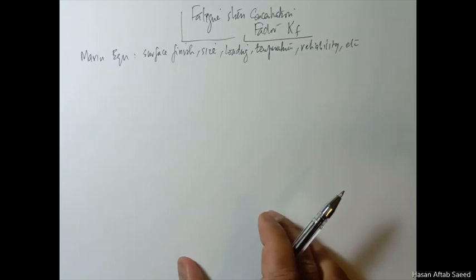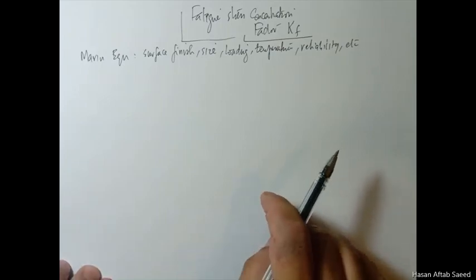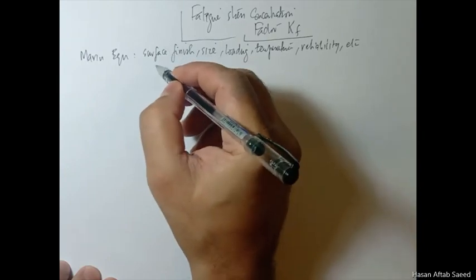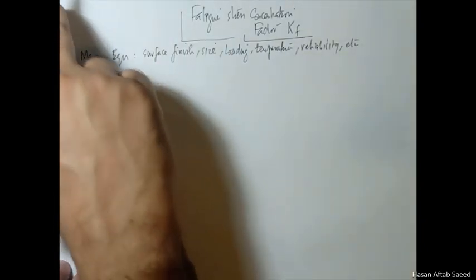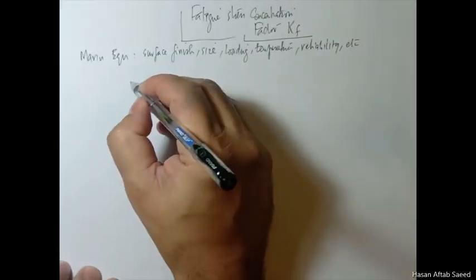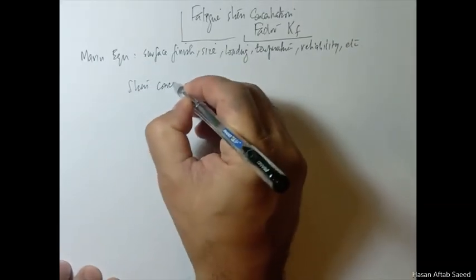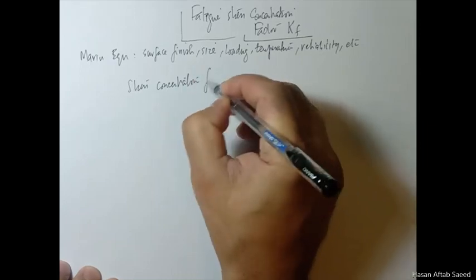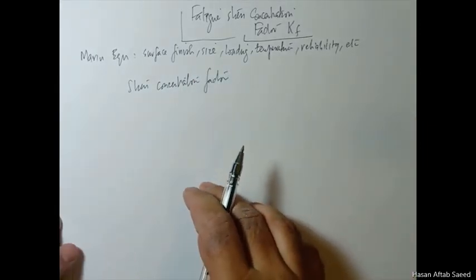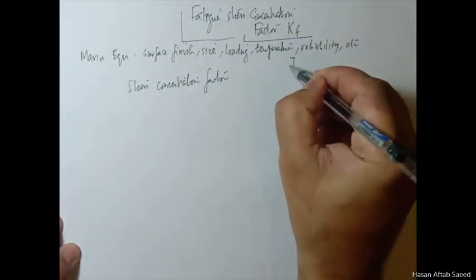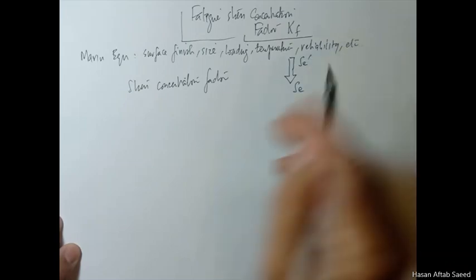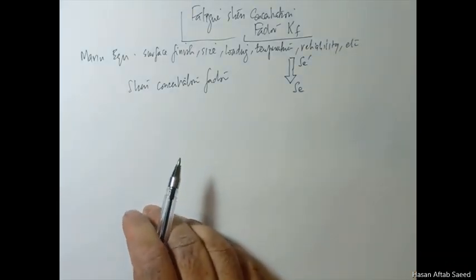The Marin equation that we have studied in the previous lecture catered for different factors: surface finish, size, loading, temperature, reliability. But one thing it didn't include was any talk of stress concentration. So, stress concentration factor wasn't even considered when we use the Marin equation to get Se from Se prime. Now, why is this important?